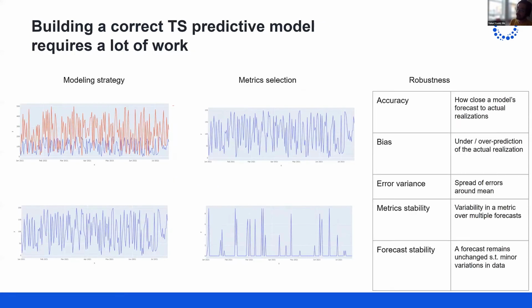Another important factor that motivates us is that building a correct time series predictive model requires a lot of work. For example, there can be different modeling strategies you can choose. The predictive models can come in different flavors. For example, you can have single series problems where each series is more or less independent of the others. These problems can be tackled well with traditional time series models like ARIMA and moving average.